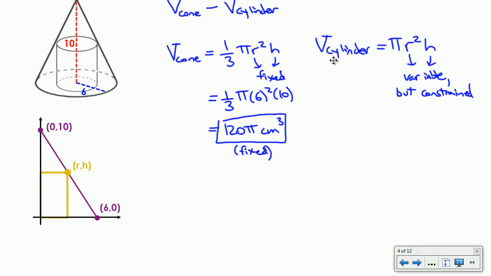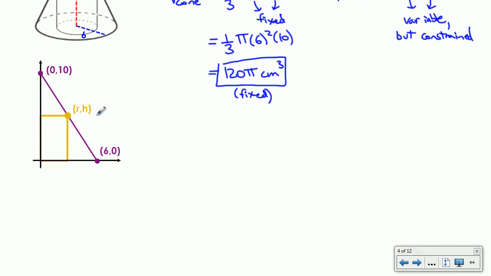So what I need to do is come up with an expression for the volume of the cylinder in terms of one variable. So currently it's R and H. It would be nice to express one in terms of the other. So this is a straight line. The slope of it can be determined. So the rise is, it goes from 10 to 0. So the rise is -10 and the run is 6.